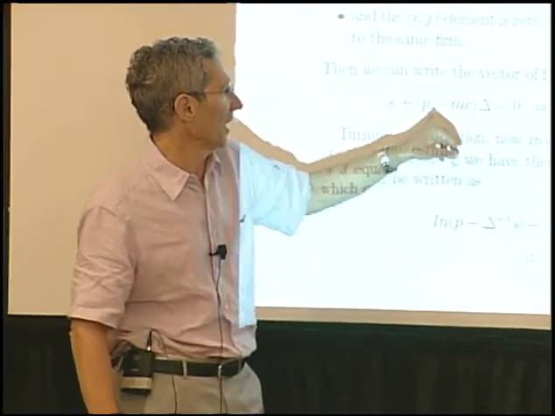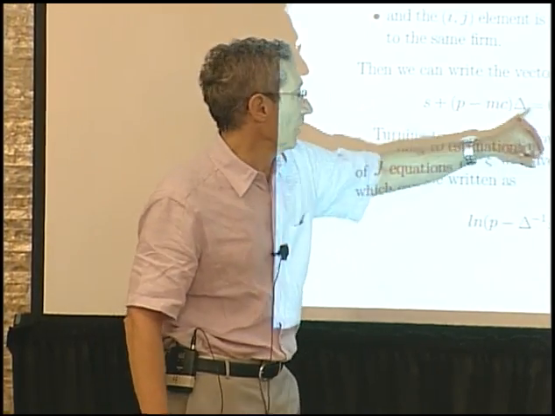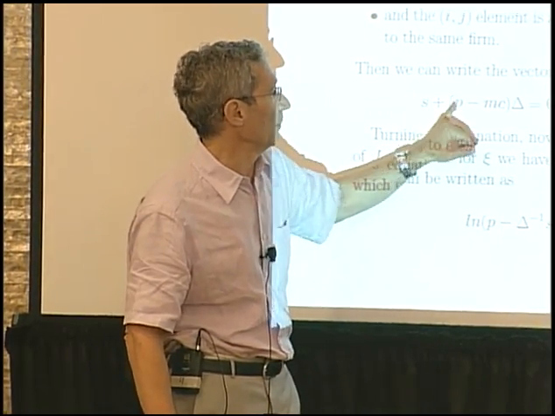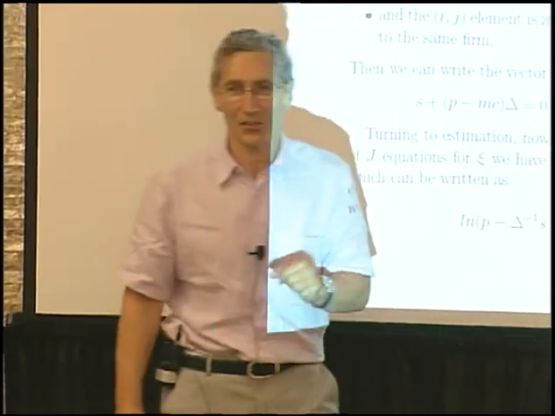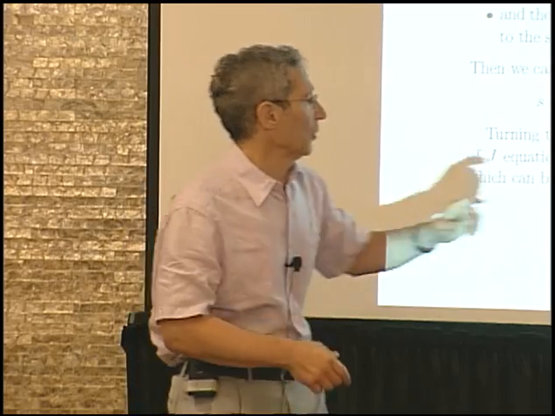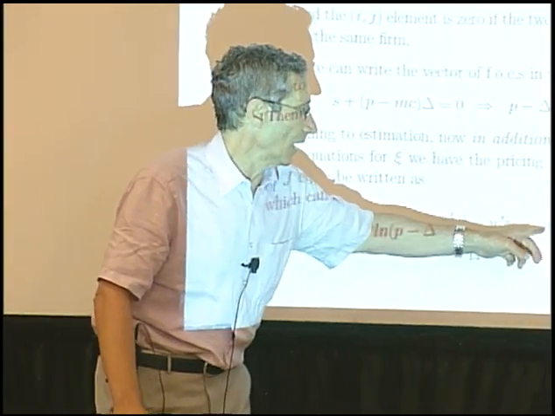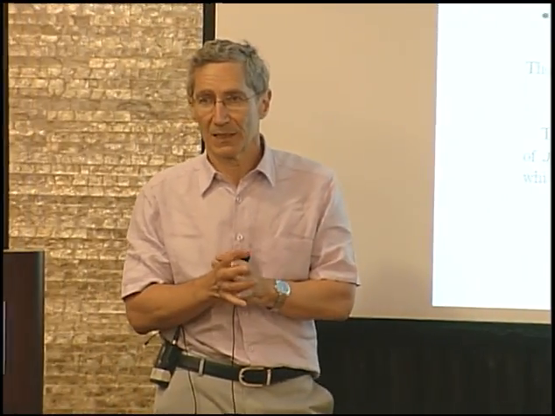I'm just switching sides, okay? Take delta inverse over here. So it's P minus delta inverse S equals marginal cost, okay? And marginal cost just equals W prime gamma plus omega, okay?